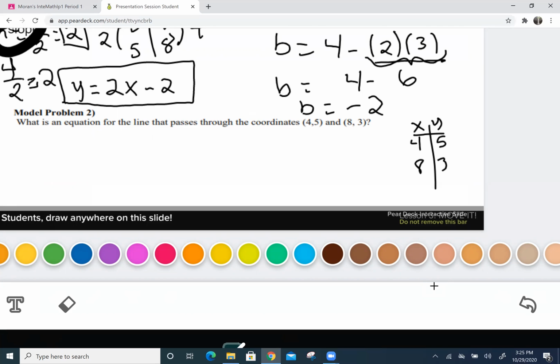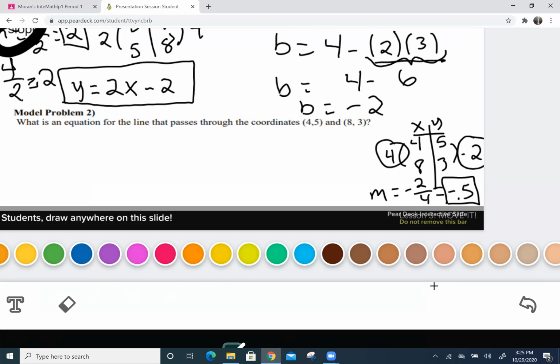So from 5 to 3, I'm subtracting 2. From 4 to 8, I'm adding 4. So the slope is the y over the x, so negative 2 over 4. And I saw a lot of people say that this was negative 2. It's not negative 2. 2 over 4 is 2 divided by 4, which is negative 0.5. So that's our M.